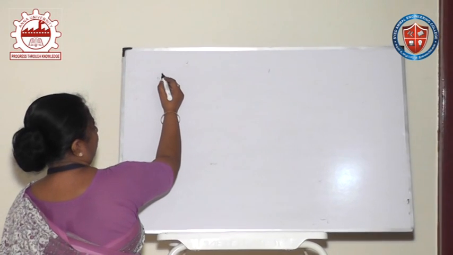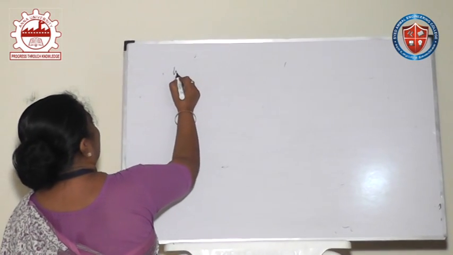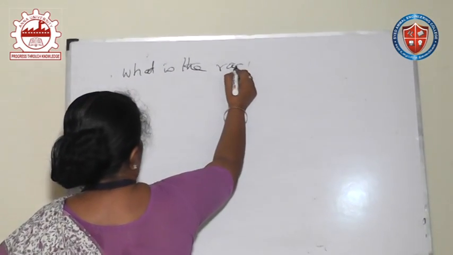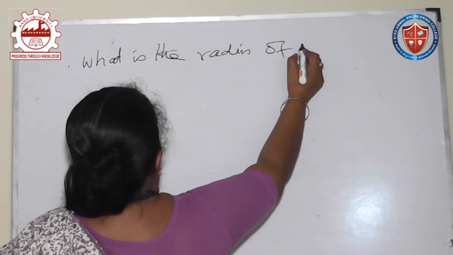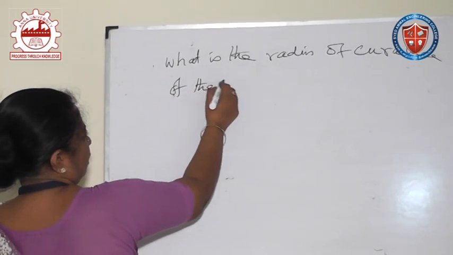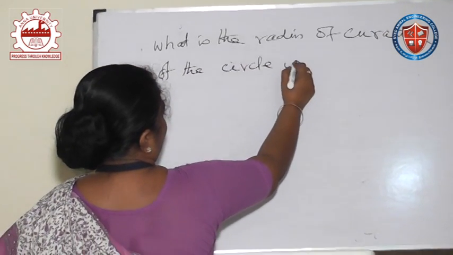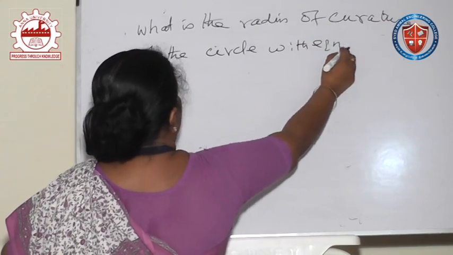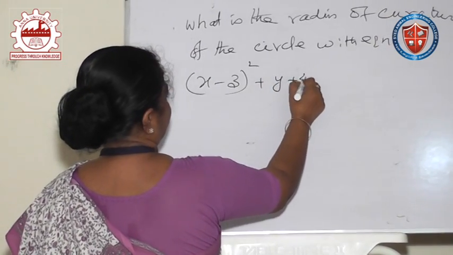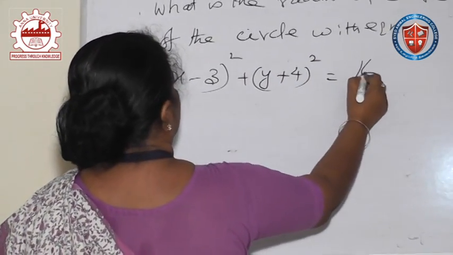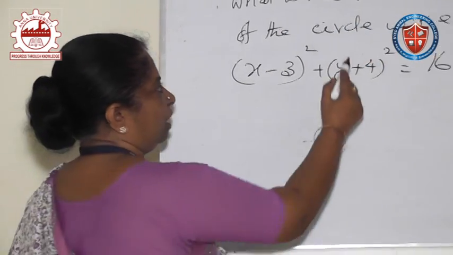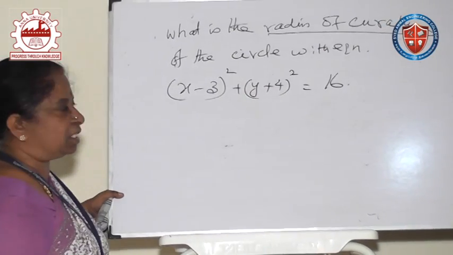Now let us take one small problem. What is the radius of curvature of the circle with equation x minus 3 the whole square plus y plus 4 the whole square is equal to 16? The question is, what is the radius of curvature? Now the radius of curvature is the only thing necessary there.